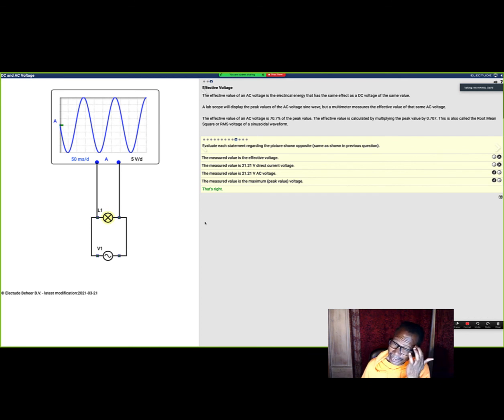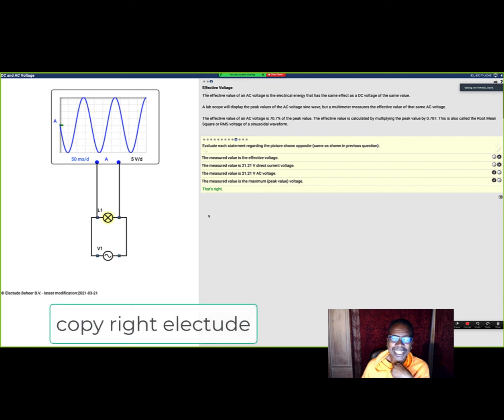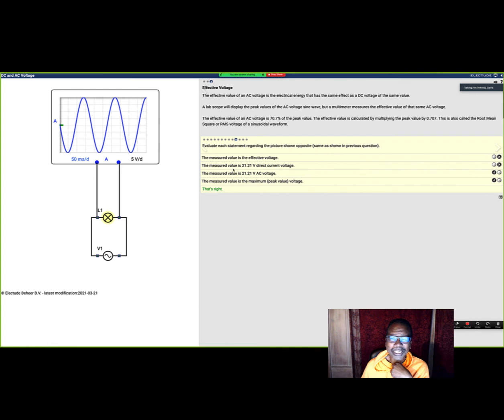Y'all did really good on that one. Still easy. Keep going. I thought you got this one wrong. Which one was it? The second one? Yeah, the top one. I keep forgetting effective is different. But that was right. Y'all are doing really good on this.